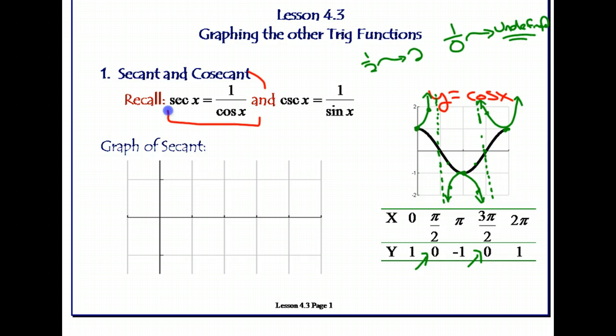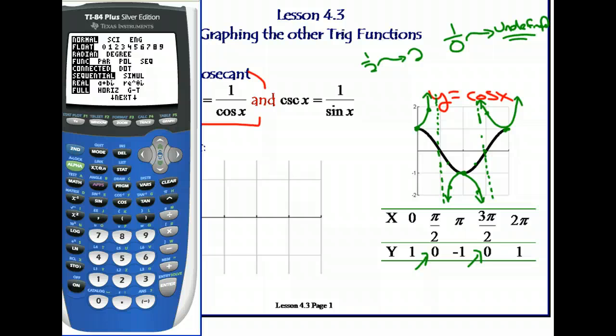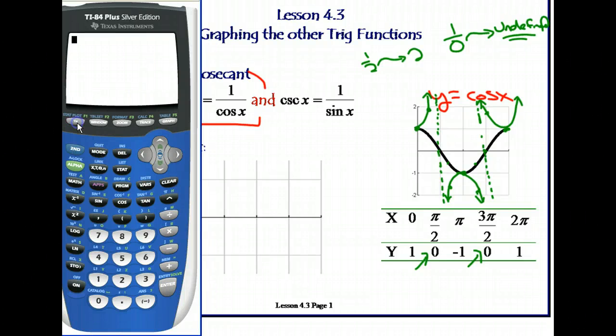Let's put this on our calculator and see what it looks like, just to verify that we're doing this correctly. We are. Never hurts to check. Mode. Make sure you're in radians. That looks good. Quit out of here. Let's go y equals. Let's first graph a cosine graph, just for a reference point. And then our secant is 1 divided by cosine. Let's graph those. For a window, let's choose zoom trig. And here comes my cosine graph. Looks good. And here comes my secant graph.